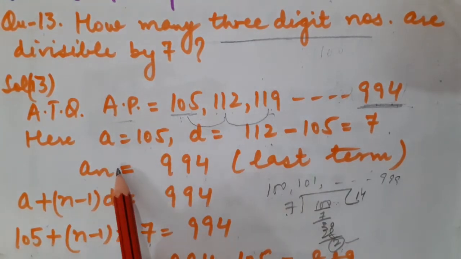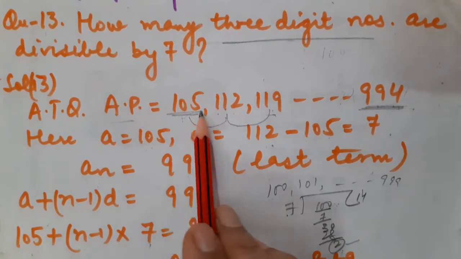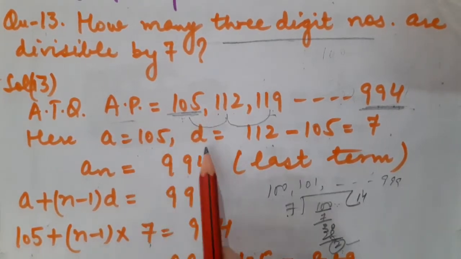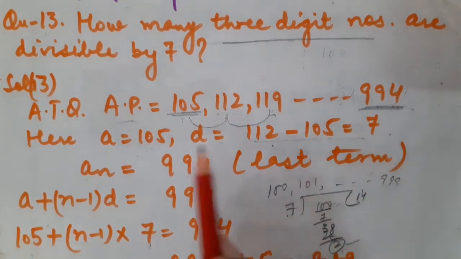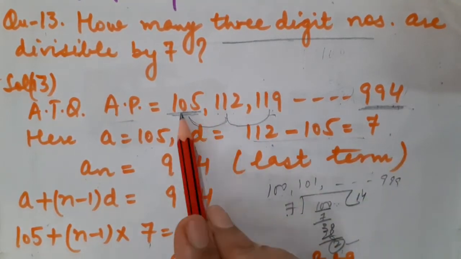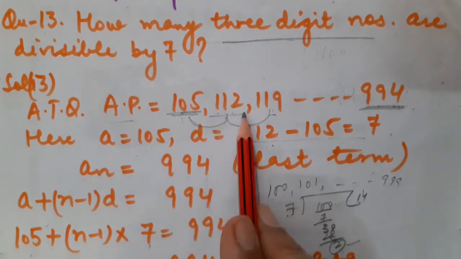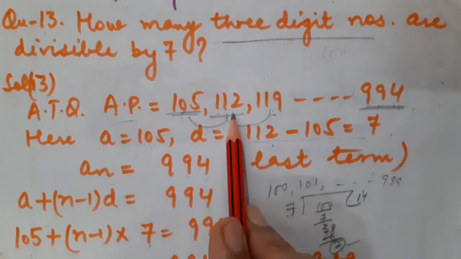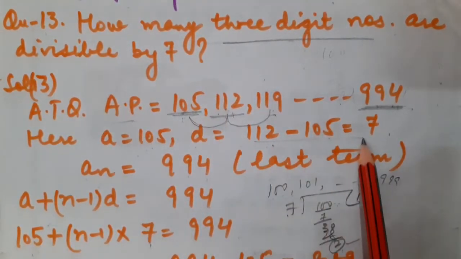So what is to be done? Basically we will have to calculate n in this case. So a is equal to 105, the very first term of the AP. d, the common difference: there is no need to find the common difference, we know it automatically. How? Because we added 7 to 105 to get 112, the other 3-digit number which is divisible by 7. So the common difference will be 7, of course.